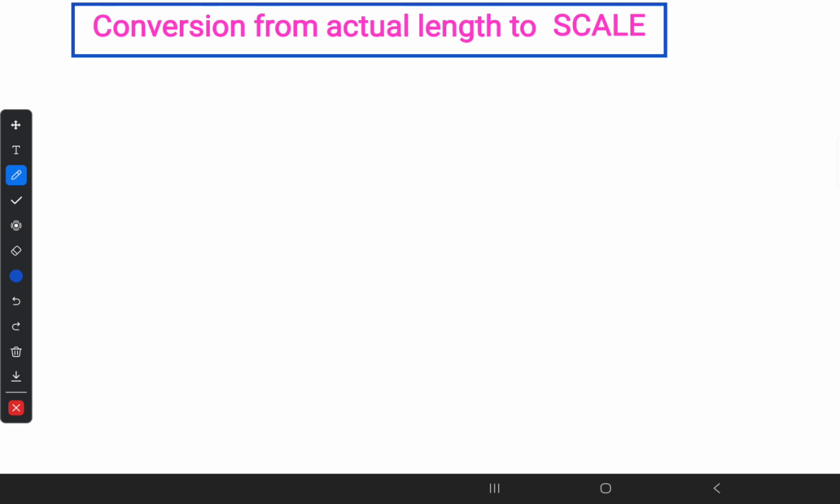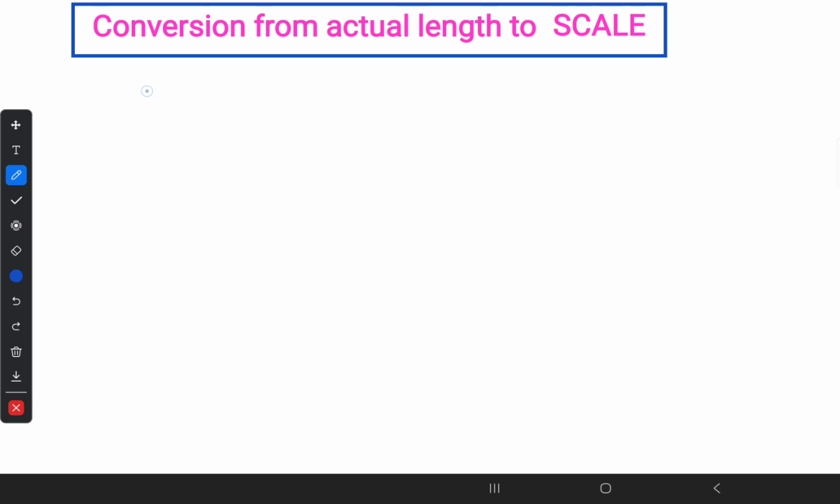Going to discuss the conversion. We know the actual length and the representational length, but we need to find the scale. Okay, the topic is conversion from actual distance to scale, actual length to scale. You have to do the opposite thing, conversion.